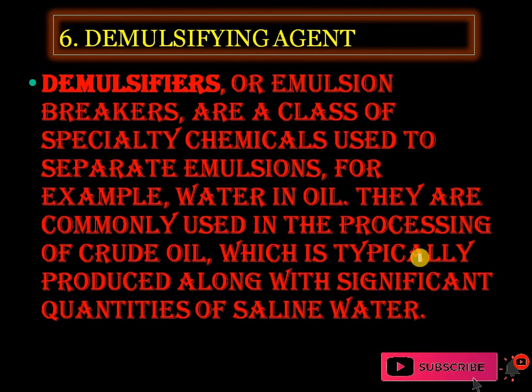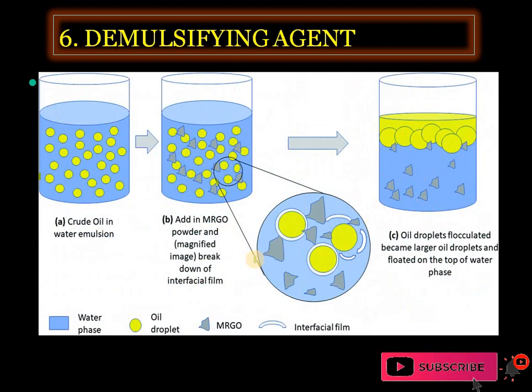Now next, what is a demulsifying agent? It is an emulsion breaker also. It is a class of chemical which is used to separate emulsions, for example water-in-oil type emulsions. These are basically used for saline water removal and removal of impurities. A demulsifier is basically an emulsion breaker used to break emulsions. This is what they do: there is a good emulsion, but after addition of the demulsifier we get phase separation. This is the function of a demulsifier, or in a simple way we can say that a demulsifier has a function opposite to that of an emulsifying agent.